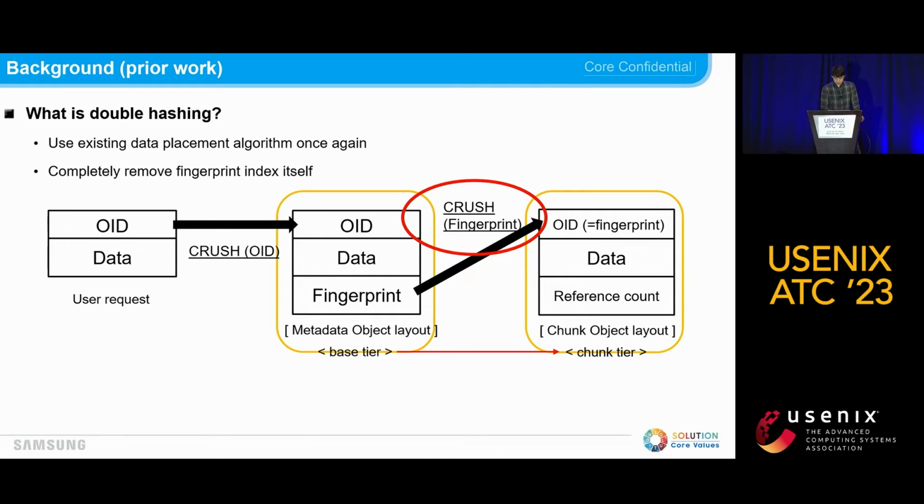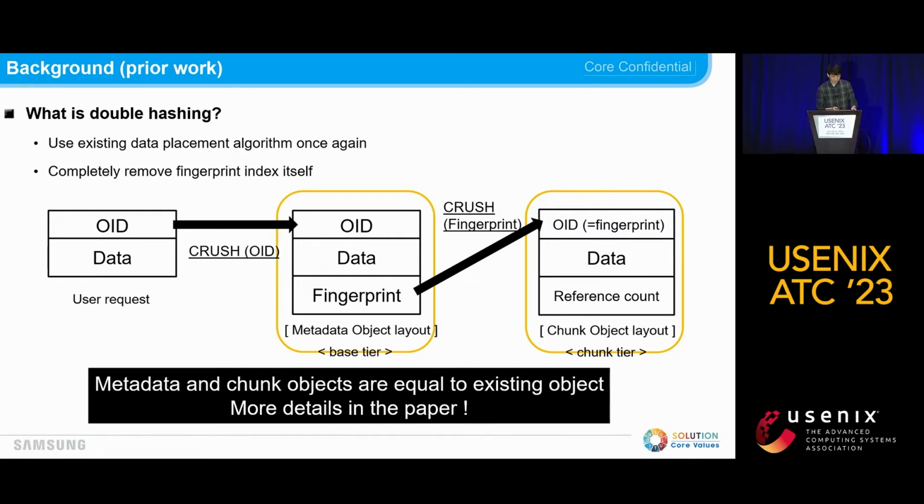As you can see, during this relocation, the hash algorithm called CRUSH is used twice, so that's why we call this double hashing. Anyway, as a result, we were able to completely remove the fingerprint index from Ceph, so we don't need to consider it anymore. To clarify the terms, I will call the objects on the base tier metadata objects, and the objects on the chunk tier will be called chunk objects.